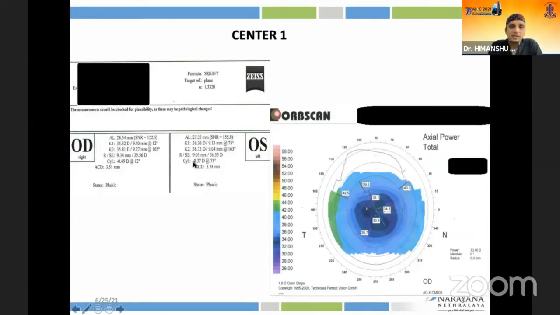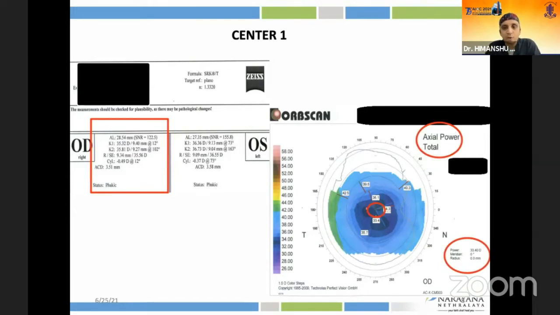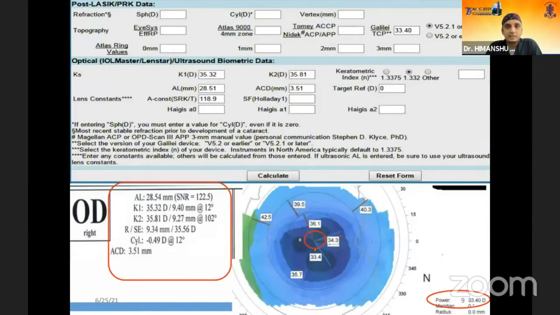Now, when we take the IOL Master, you also have to pay attention to the N value, which is set for the machine. Here it's 1.332. Remember that, because that's going to change the IOL power calculation. So let's see the data which we have from the IOL Master, as well as the data from the OBSCAN. We put the pointer in the center part, and we get the central axial power from there. Now let's calculate in the ASCRS calculator.